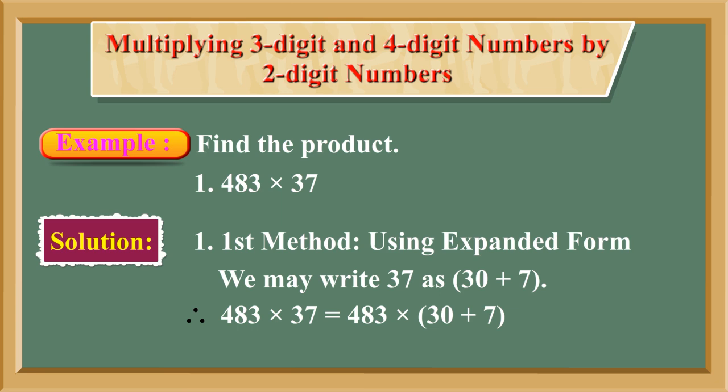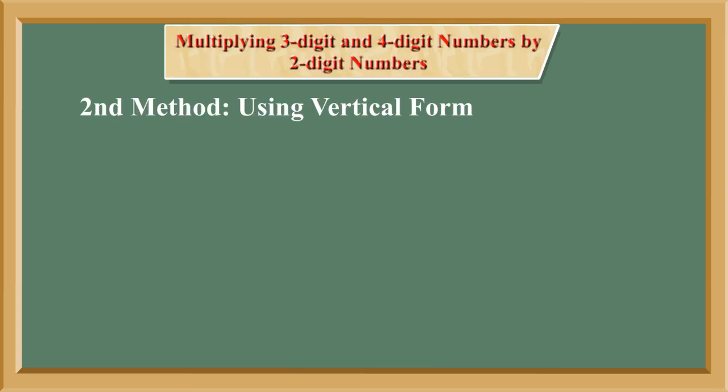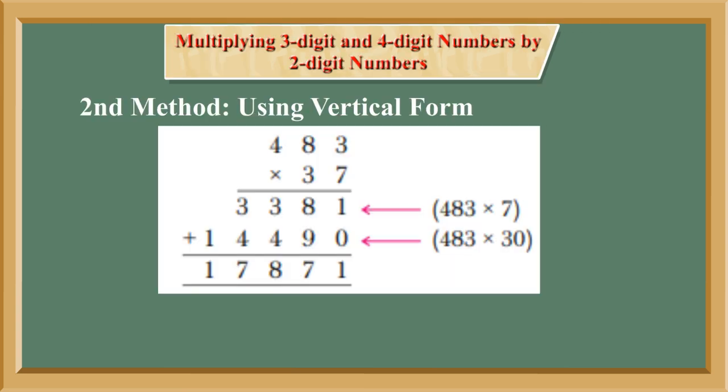Therefore, 483 multiplied by 37 is equal to 483 multiplied by (30 plus 7), which is 483 multiplied by 30 plus 483 multiplied by 7, which is equal to 14,490 plus 3,381, which is equal to 17,871. Second method, using vertical form. Thus 483 times 37 equals 17,871.